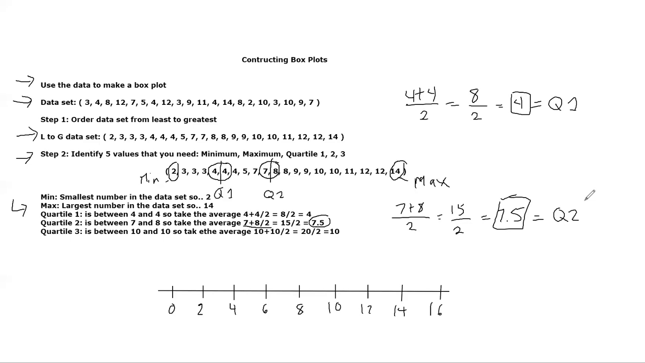I'm going to do the same thing for quartile 3. That 8 that you see to the right of quartile 2 belongs to quartile 3. So I need to find the numbers in between. And the numbers in between happen to be 10 and 10. Oh, that was lucky. Why is that lucky? Because I just told you there was a trick. If there are two numbers that are the exact same, and you're trying to find the average between them, it's going to end up being that number again.